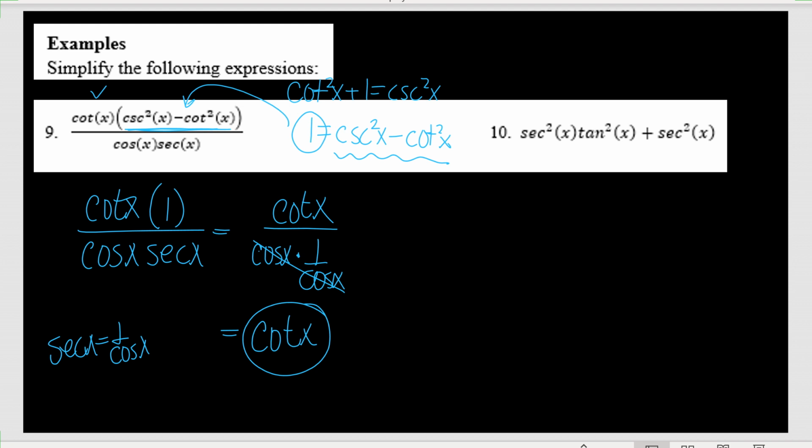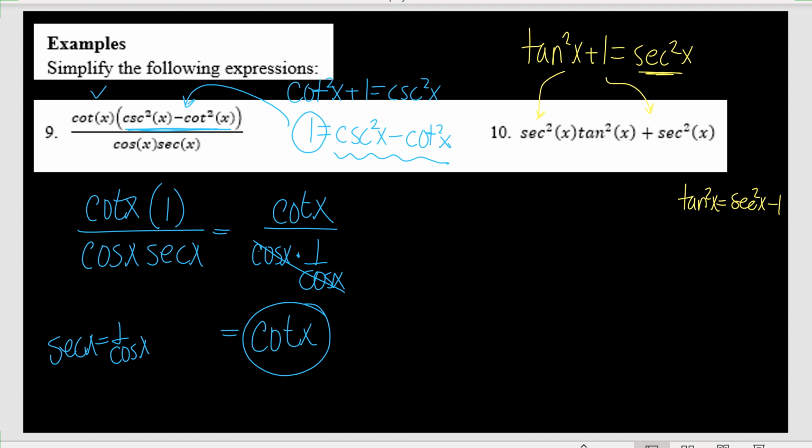All right, number 10, secant squared of x multiplied by tangent squared of x plus secant squared of x. Our identity, tangent squared of x plus 1 equals secant squared of x. So if we have secant squared, we can replace it with tangent squared of x plus 1. We're welcome to do that. Another thing is we could put things in terms of tangent squared. So tangent squared of x would equal secant squared of x minus 1. We could do that.